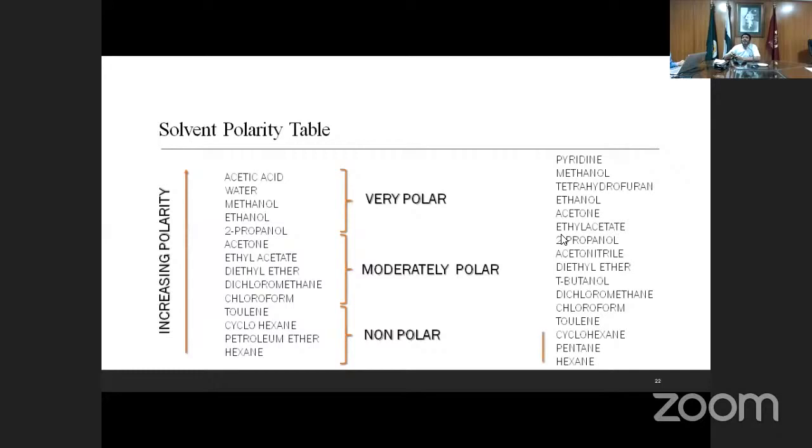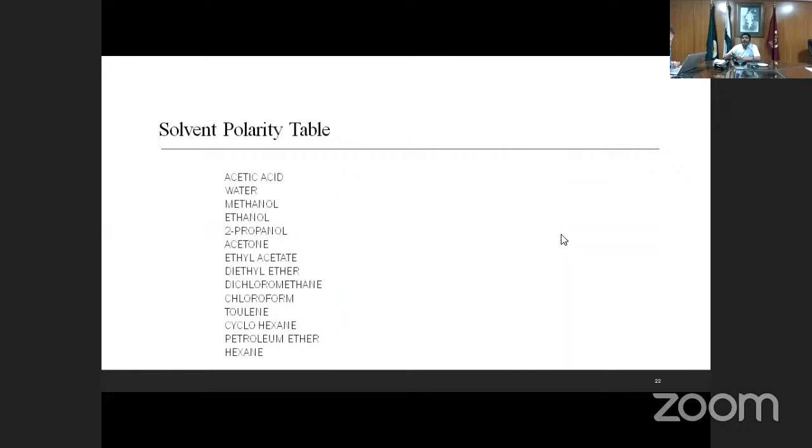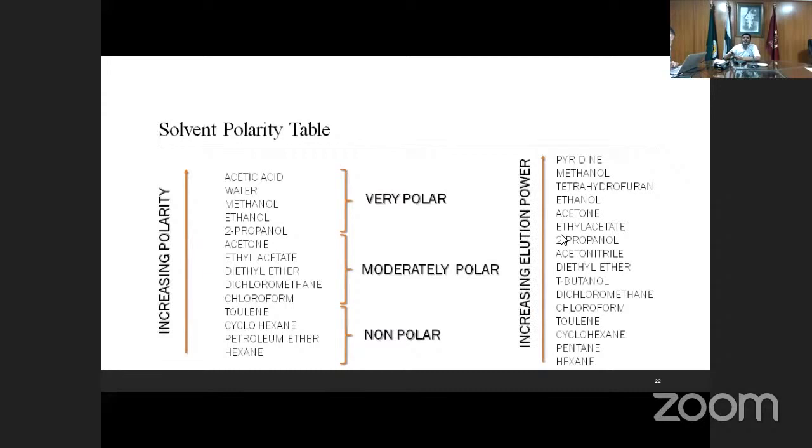Here you can see the increasing eluting power. Hexane has less eluting power, while methanol has more eluting power. I think everybody understands this terminology, what is eluting power and what is polarity. So if you can see, water and methanol are more polar and have more eluting power. So normally we use a methanol-water mixture; more than 50-60% of analyses depend on water and methanol. The rest use acetonitrile. If we are using three solvents, acetonitrile, methanol, water, these are the more commonly used solvents in HPLC systems.